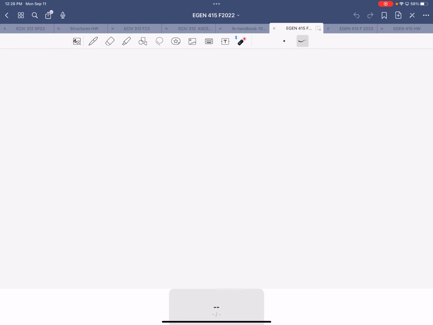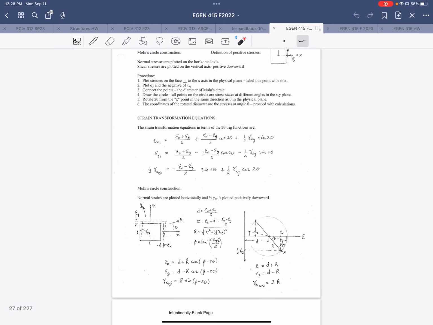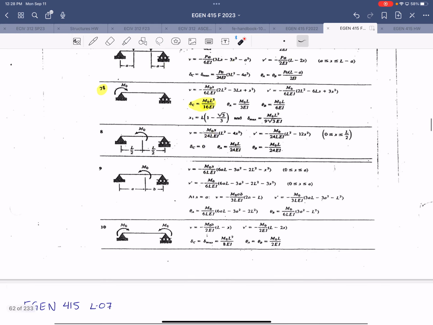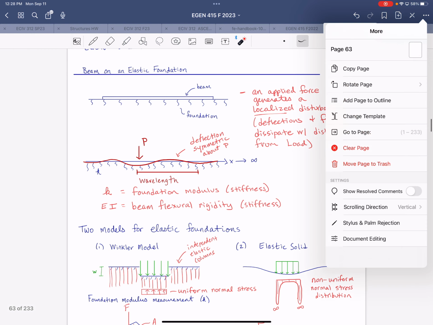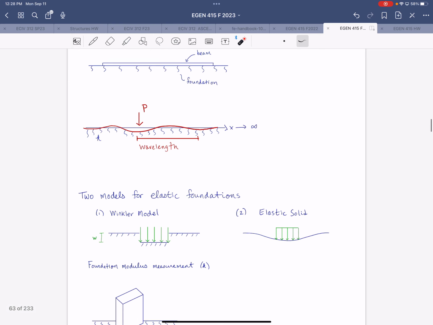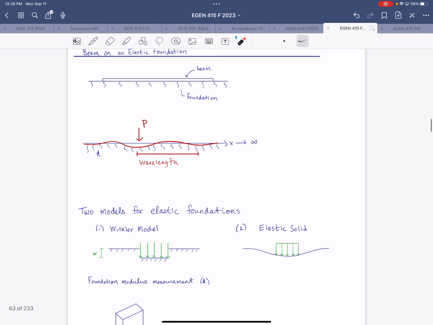Hold on. All right. Oh, I was in the right file. I just forgot to clear the page for you guys so we can write notes together. All right, there we go.